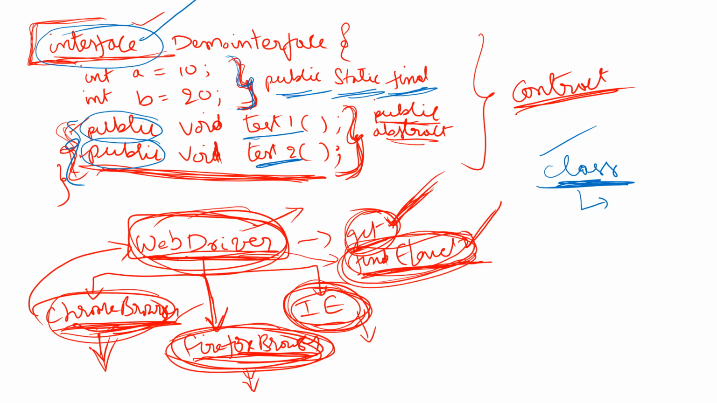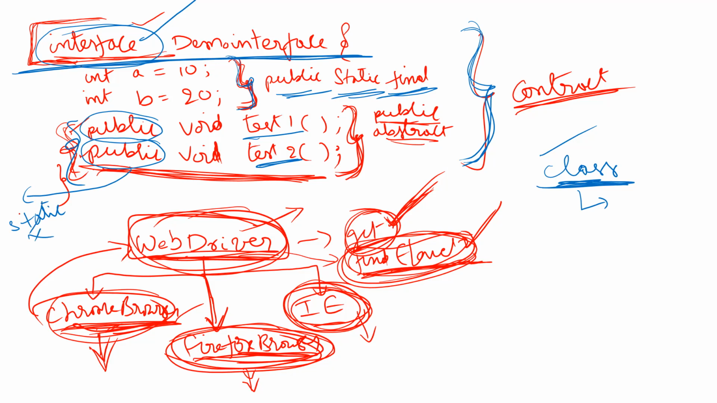Fourth point is interfaces cannot be instantiated. That means we cannot create an object for the interfaces. The reason is an interface looks like a class, but it is not a class. So we cannot create an object for the interface. We cannot declare these methods as static, because when we say static it means it belongs to a class. First of all, interface is not a class at all. That's why we cannot declare the methods in an interface as static.